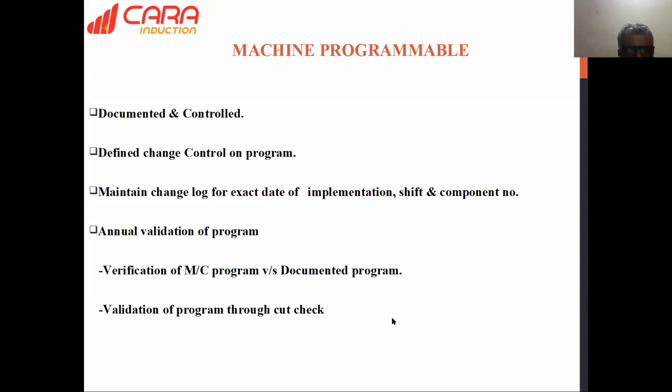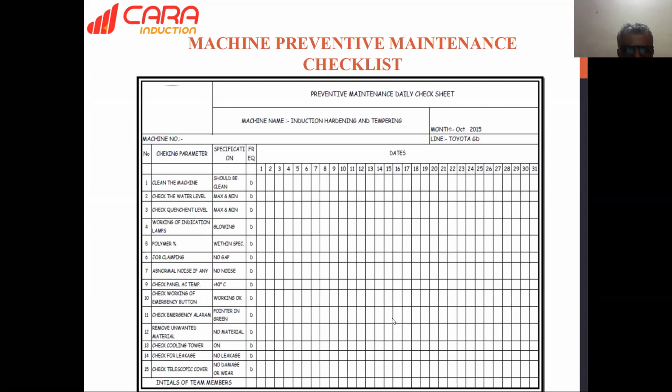Next. So this is an example of the preventive maintenance sheet. This is the daily check sheet: whatever the parameter, how we check it daily, how we are controlling all those things, the quenching media, quenching water, all parameters. Whatever we think is an important parameter, a daily check sheet is required for that, and daily checking is required. Next, sir.